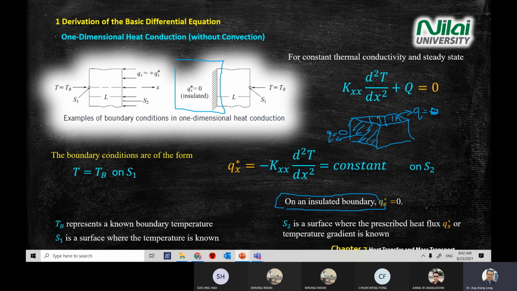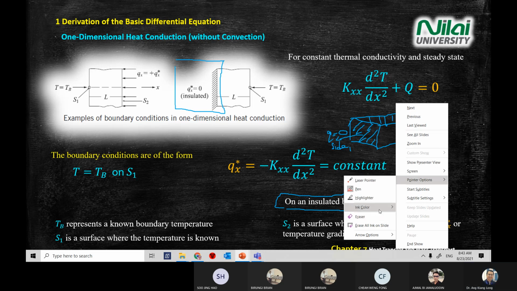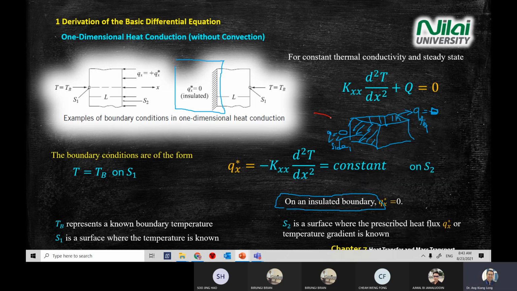Or you can write, this one is the top, so Q top equals 0. Q side, maybe this one side 1, equals 0. However, we are looking at one particular direction, where there is an in and out of your heat flux. Q in is labeled as X, and this one out is X plus dx. Assume that this is your X direction. So this is what happens.